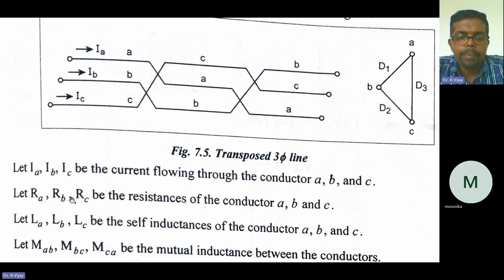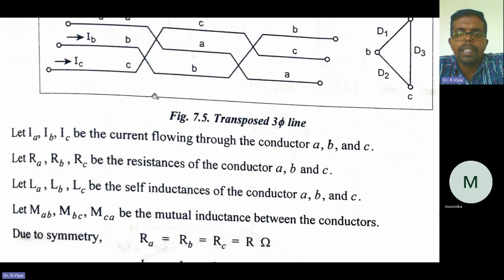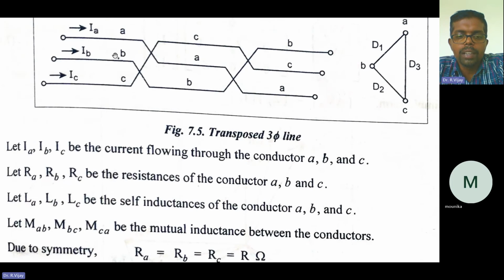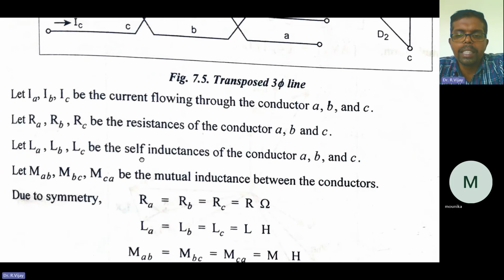RA, RB, and RC are the resistances of the conductors A, B, and C. Next, LA, LB, and LC are the self-inductances of the conductors A, B, and C. MAB, MBC, MCA are the mutual inductances between the conductors. Self-inductance means in that line, mutual inductance means between these two lines: MAB, MBC, MCA. These are the mutual inductances between the conductors.